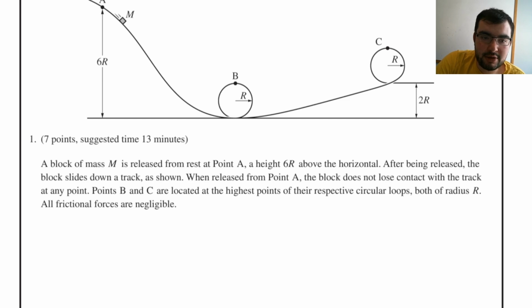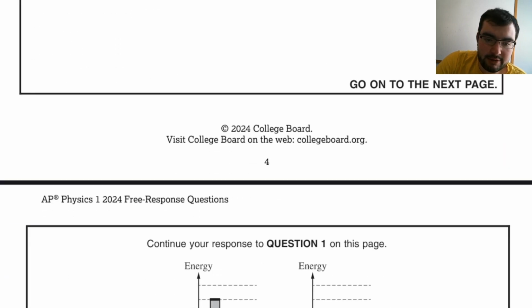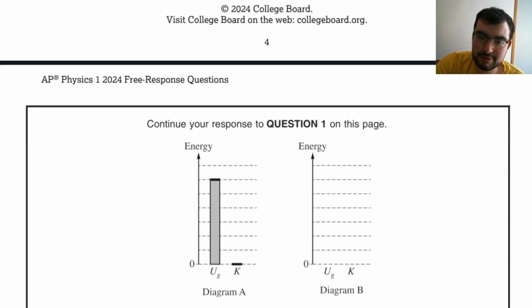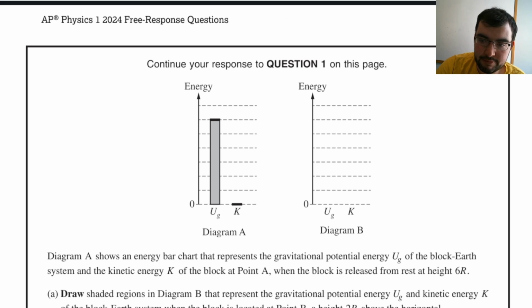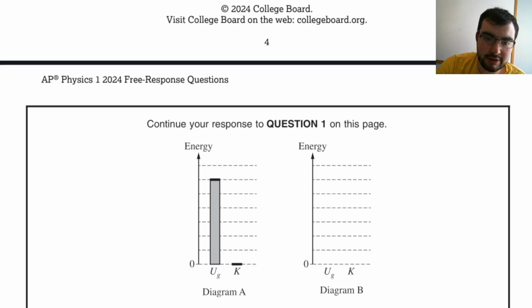Okay. So all friction forces are negligible. That's important here. All right, what do we got? Oh, energy bar charts. Okay, very typical for AP1. Diagram A shows the energy bar chart that represents the gravitational potential energy, UG, of the block Earth system. Okay, so we're including the Earth. So GPE is totally allowed. And kinetic energy K when it's released from rest at the height 6r. So, released from rest at height 6r means that the total energy of the system is all gravitational at this point, and this is equal to 6 times mgr.